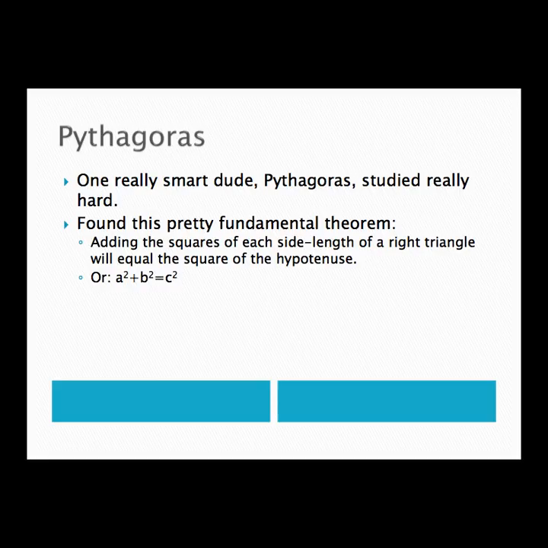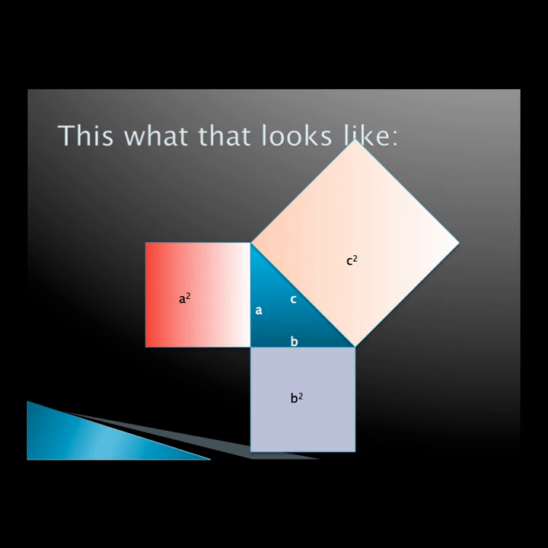Now let's talk about Pythagoras. He was one really smart dude, and he studied really hard. He found this pretty pivotal theorem called the Pythagorean theorem that stated that the squares of 2 sides of any right triangle will equal the hypotenuse squared, or a squared plus b squared equals c squared. Now this is extremely important if we want to find the hypotenuse, or the height, or the base when we know 2 other sides.